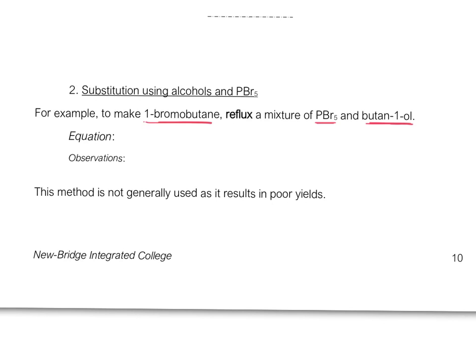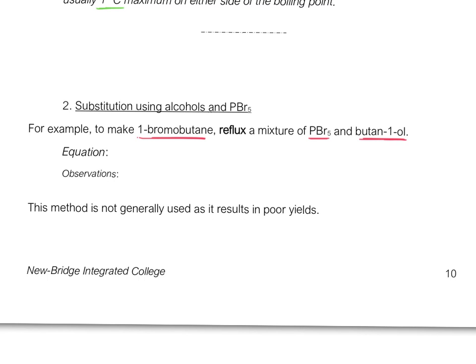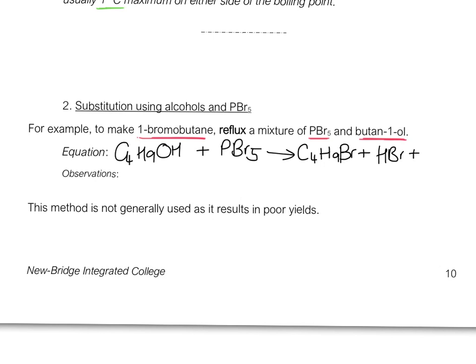So the equation of our reaction is our butan-1-ol, which is C4H9OH, plus our phosphorus pentabromide, and that gives us our bromobutane, obviously our desired product, and then our side products are hydrogen bromide, and then what's left, which is POBr3. That should be a 3.